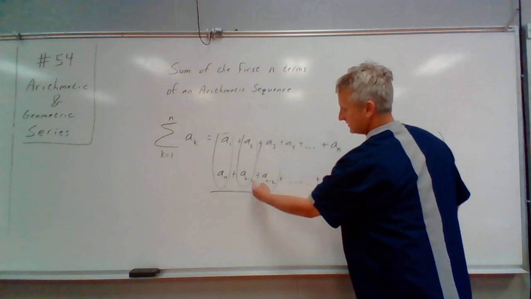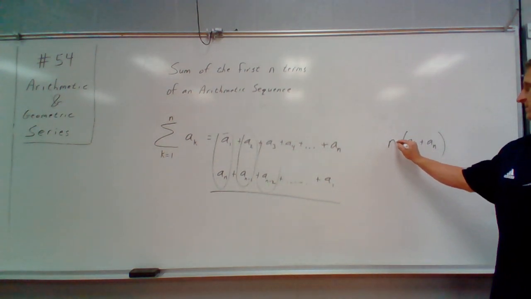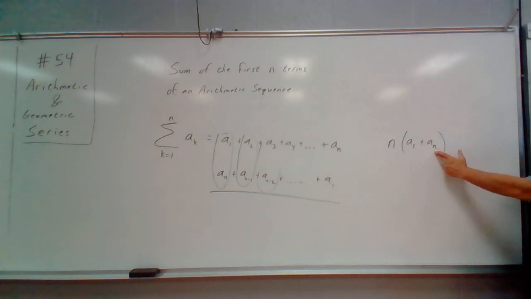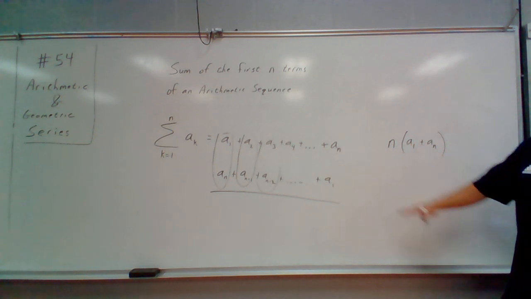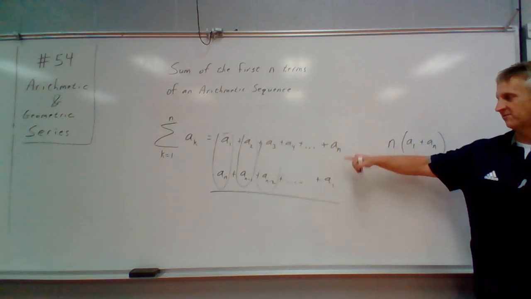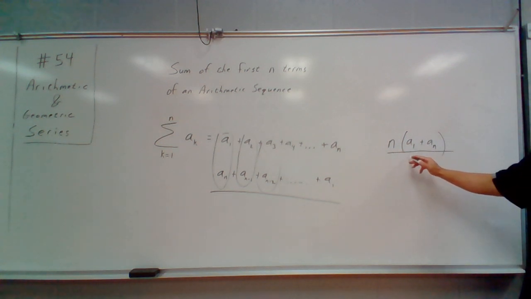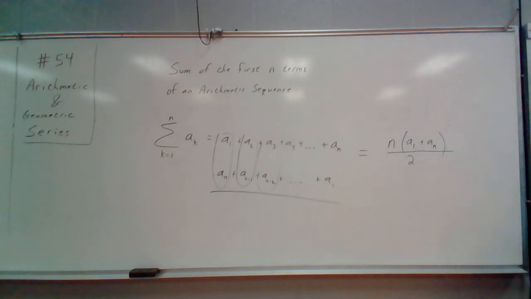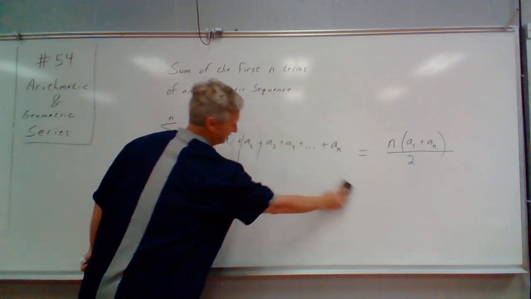Okay, so how many of these am I going to have? Well, I've got 1, 2, 3, 4, 5, up to n of them. So I've got n of these. So the first term plus the last term, and I've got n copies of that. But notice I've done it twice. I've added these numbers together twice, once here and once here. So I need to divide that by 2. So we have a formula now.